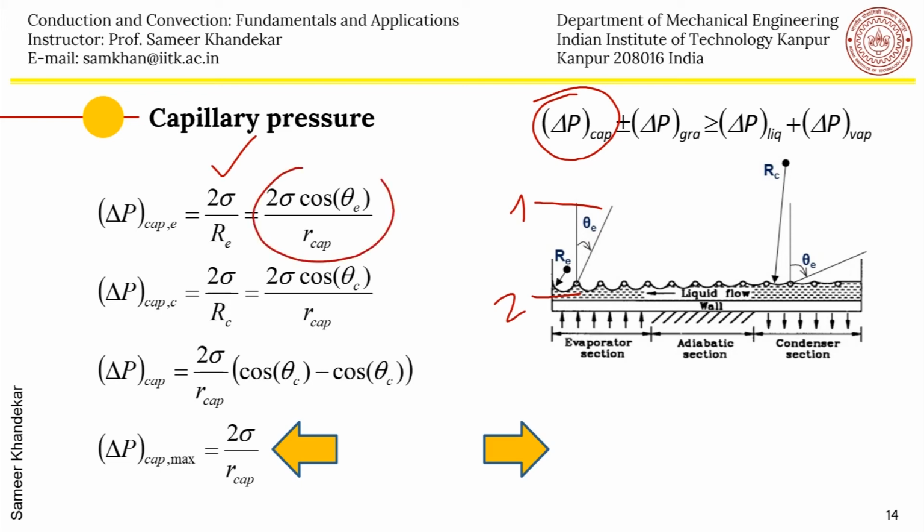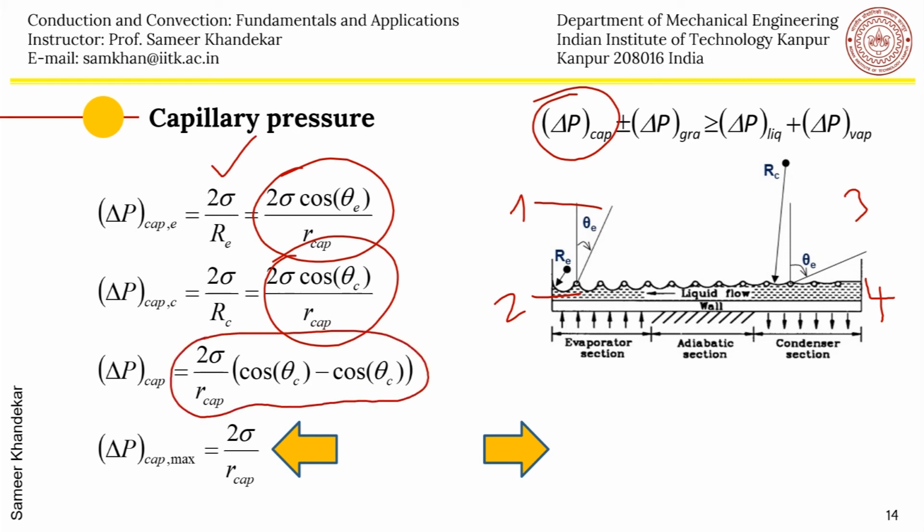Naturally, since cos 0 is equal to 1, in the limiting case this will become 1 and this will become 0, and therefore the maximum capillary pressure is 2 sigma by r cap. So as I said, as soon as you decide the fluid and the operating temperature, since sigma is a function of temperature, you fix this 2 sigma, and r capillary is fixed by the choice of the porous media.